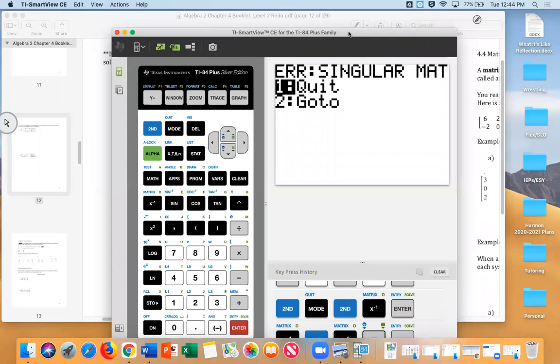So the key is now you have to figure out, is it no solution or infinite solution? All right. So you guys need to Google, what does the singular matrix mean? Why don't you just... Because I ran out of time.